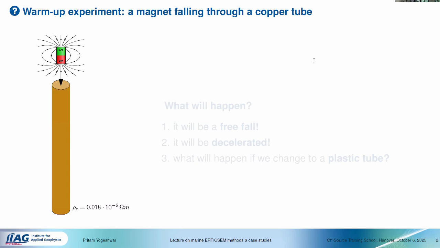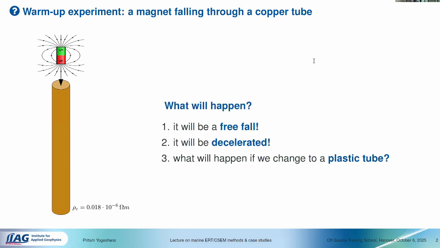It's a permanent magnet. So now I take this permanent magnet and I let it fall through the copper tube. So the question for you is now, what will happen? Number one, it will be a free fall. So the magnet will just fall through the copper pipe like a free fall. Who thinks it will be decelerated? So it will be slower.